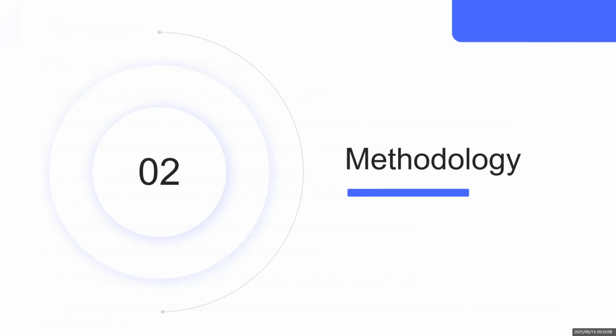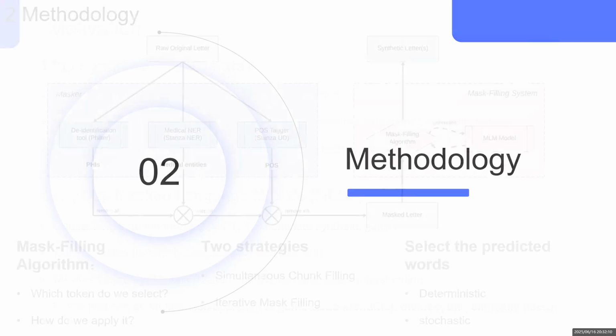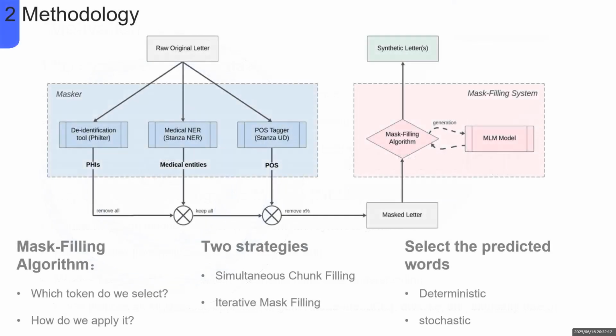Now let's move on to the methodology. Our system has two main components. You can see them in the figure. On the left, we have the masker, and on the right, the mask filling system. Basically, the masker decides what to hide from the input medical records, and then the mask filling model fills in the blanks to generate a complete synthetic version.